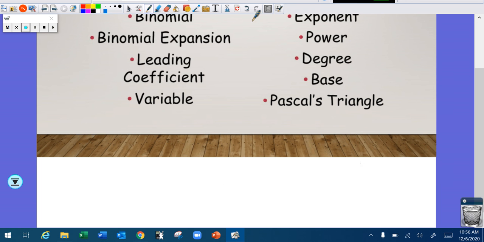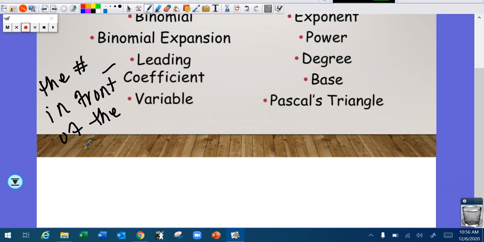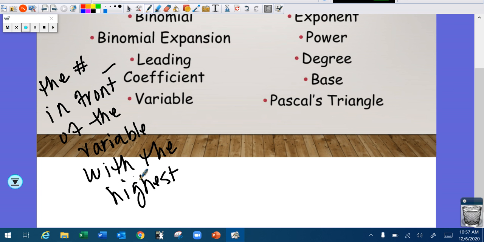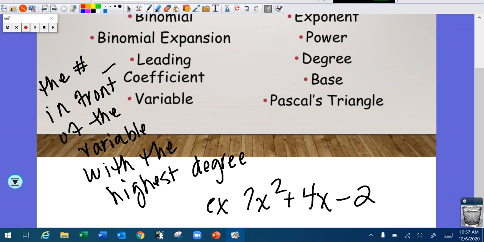Okay, a leading coefficient is the number in front of the variable with the highest degree. Here's an example. We get 7x squared plus 4x minus 2. The highest degree here is 2, so the leading coefficient would be 7.